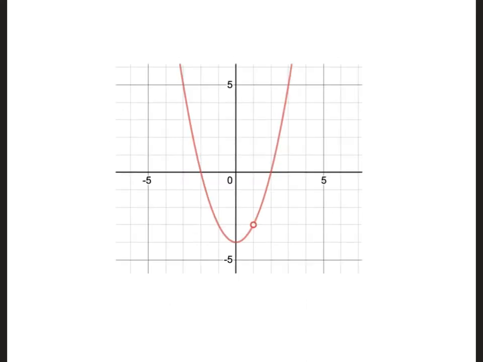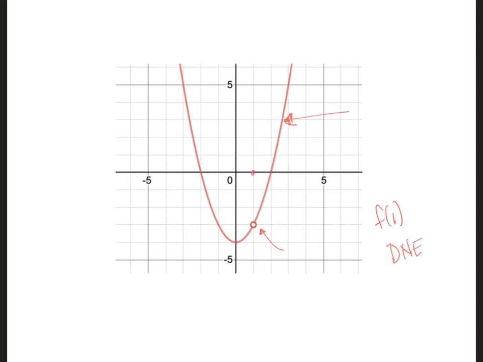I think this is my last slide. Notice that the equations that have holes in them or point discontinuities don't have to be linear. This picture is a parabola. That is a parabola, but it does have a hole in it. All this means is that the function does not exist at 1. If I asked you what is f of 1, you would have to say it does not exist.